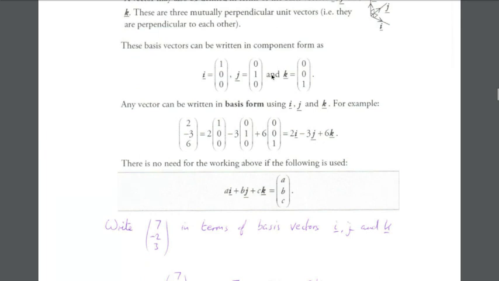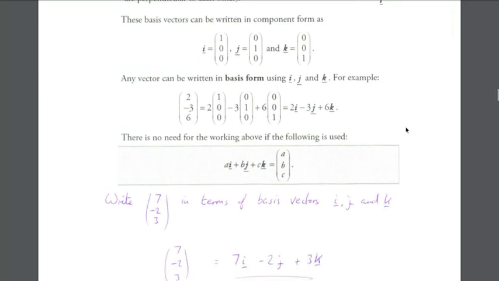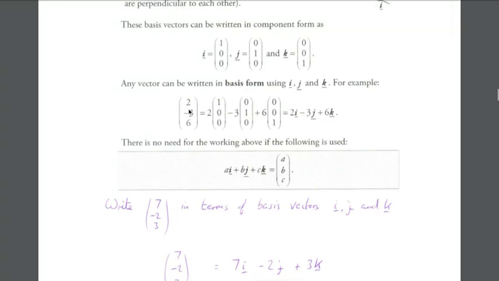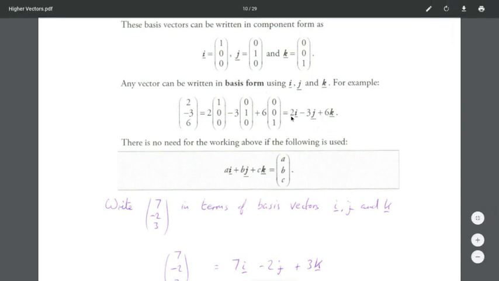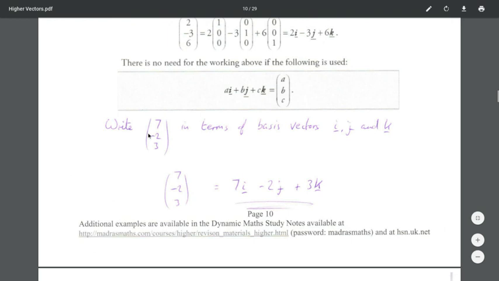I'll just let you guys have a quick look at that. But basically, i goes 1 in the x direction, j goes 1 in the y direction, and k goes 1 in the z direction. So if I have 2, -3, 6, I could write that as 2i minus 3j plus 6k. So it means exactly the same thing, it's just written a slightly different way. We don't need this bit in the middle. So here's a quick example, right?